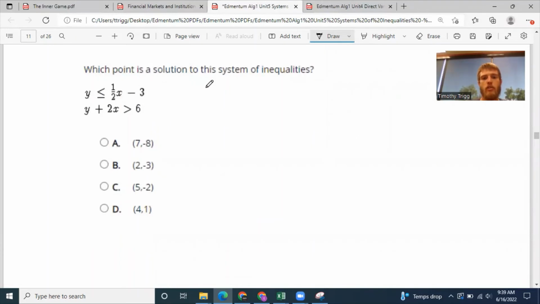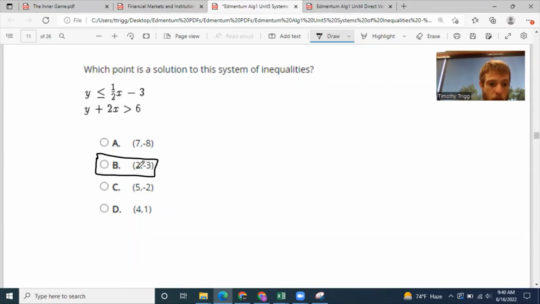Which point is a solution to the system of inequalities? So here we have a system of inequalities, and we could use these coordinate points to see which one of these would actually produce a true statement. We wanted to produce a true statement for both in this case. Let's go ahead and try answer choice B. I'm going to give it a try, and we're going to see if it works. If it's the correct answer, it'll produce a true statement for both inequalities.